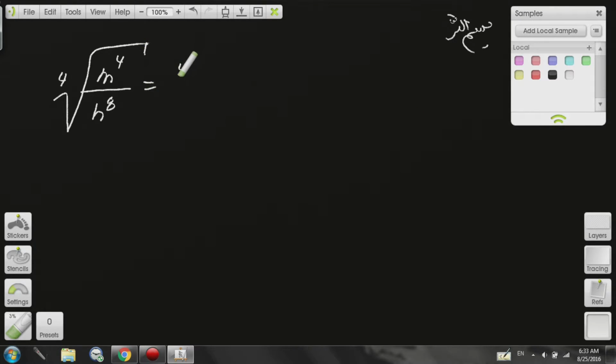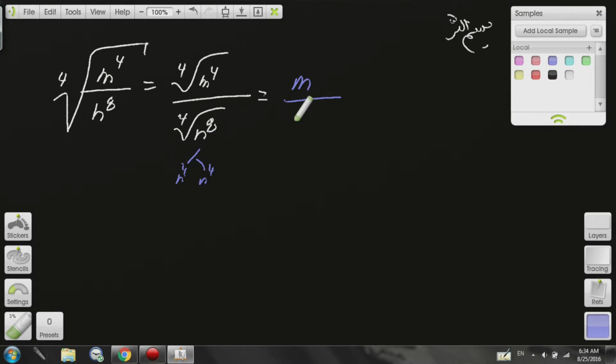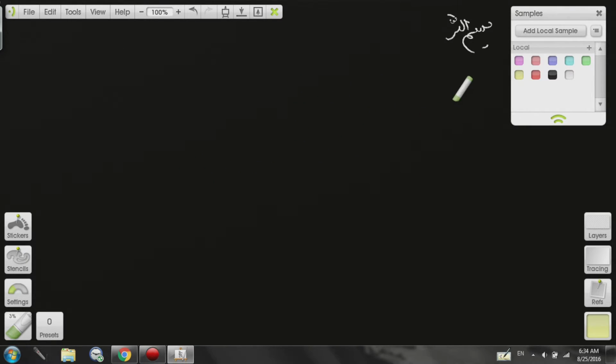So this is going to be the 4th root of m to the 4th over the 4th root of n to the 8th. The 4th root of m to the 4th is m, assuming m is positive. For the 4th root of n to the 8th, what number multiplied by itself four times? n squared times n squared times n squared times n squared is n to the eighth. So the 4th root of n to the 8th is n squared. So the answer here is m over n squared. One more example of this kind.